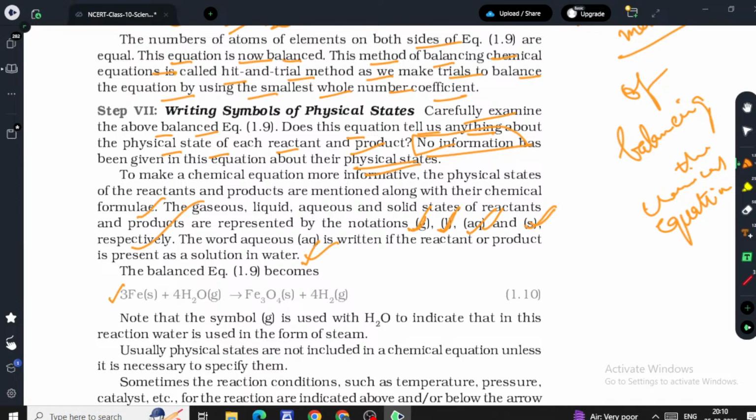Okay, in 3 FeS, s means solid, this is solid, this is solid, and this is gaseous. Now the symbol g is used with H2O to indicate that in this reaction water is used in the form of steam. We all know that H2O, water, is liquid, but here H2O is used in the gaseous form, that means steam.